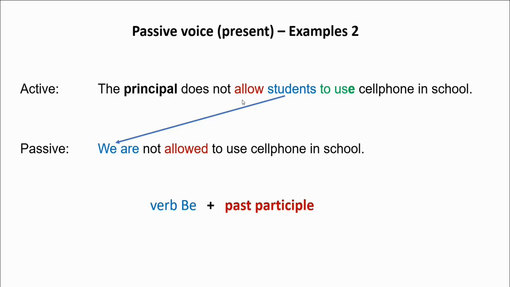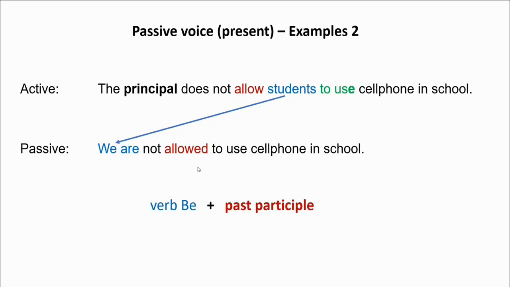This is the present. And this is also the present tense. All right? This is the present tense. So the verb be is also in the present tense. And we say, we are not allowed to use cell phone in school.